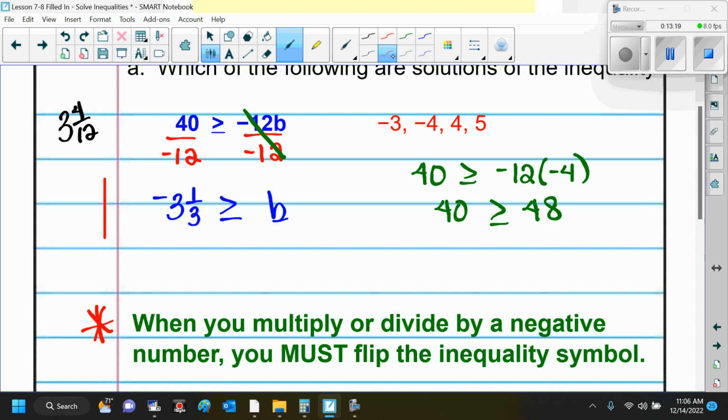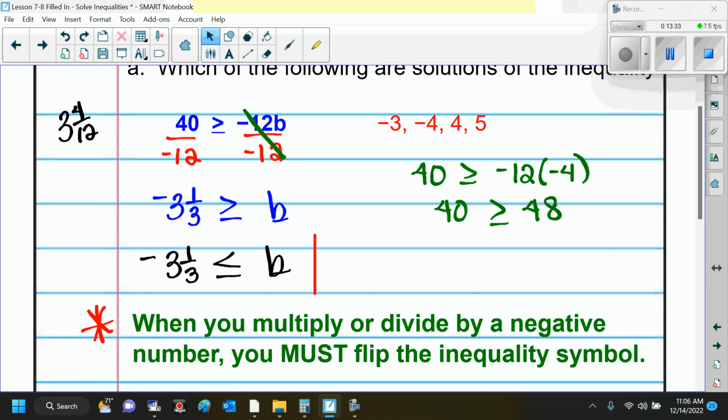We're going to write instead b is, I'm going to flip that inequality, and then negative 3 and 1/3. So now we're going to read this. Says b is greater than or equal to negative 3 and 1/3. Is everybody with me? So which one of these is greater than negative 3 and 1/3?